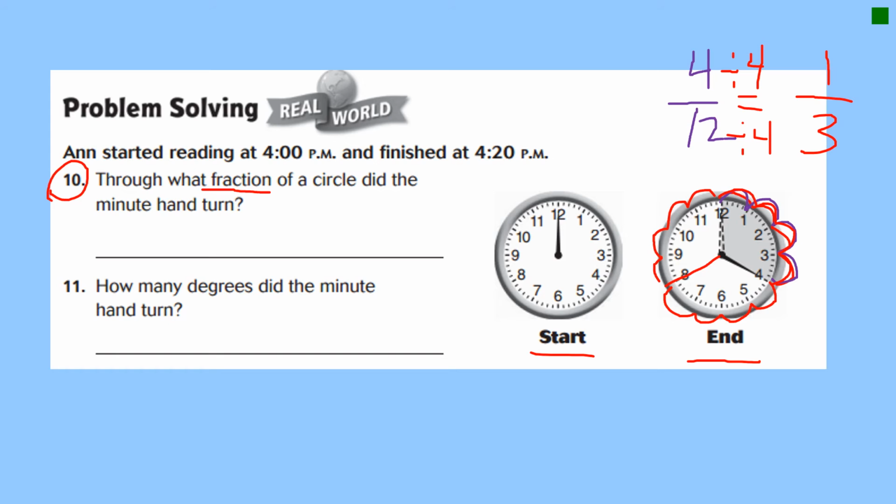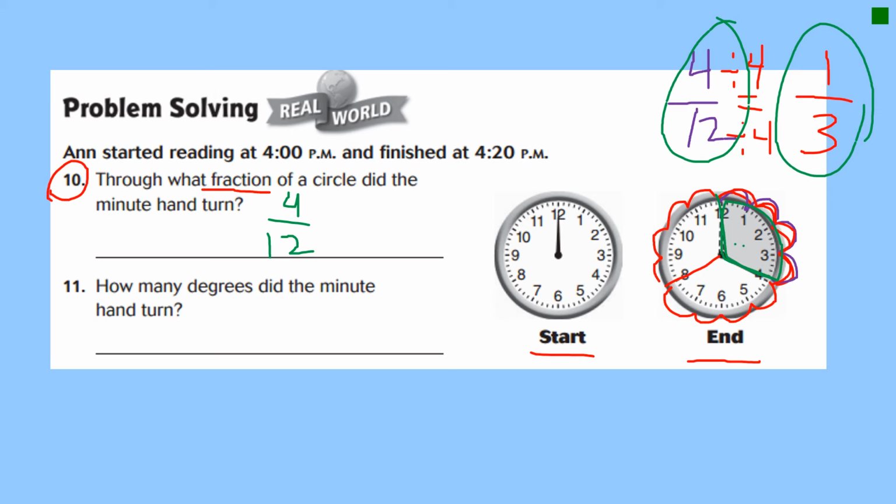So this fraction of the circle, this shaded part, it is 4/12, but in simplest form, it's 1/3. So I want to write both of those. 4/12, and then I'm going to write is equivalent to 1/3.